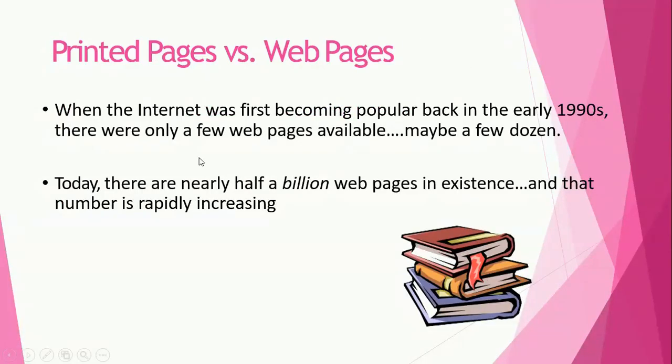Let us move on to the next topic, that is the difference between web pages and printed pages. So as you know, when the internet was first becoming popular back in the early 1990s, there were only a few web pages available. Maybe a few dozen web pages were available in those days. Today there are nearly 500,000,000 web pages in existence and the number is rapidly increasing.